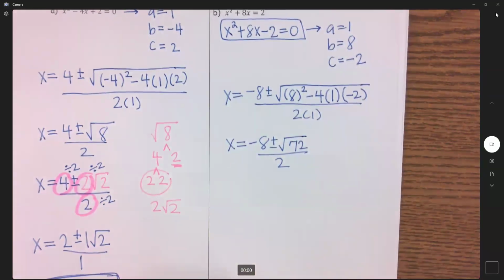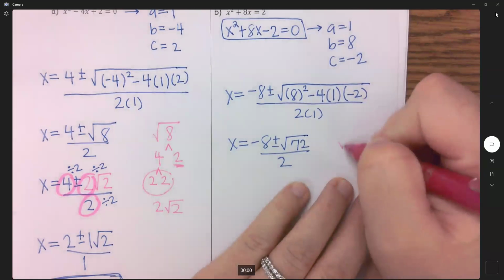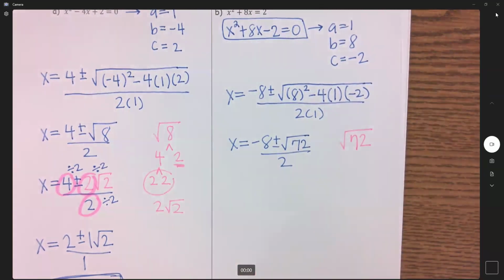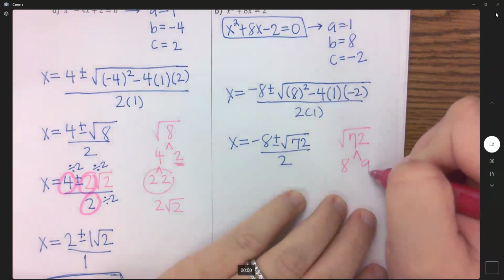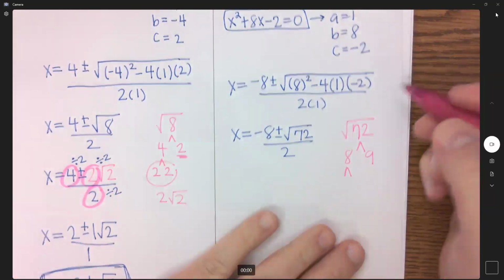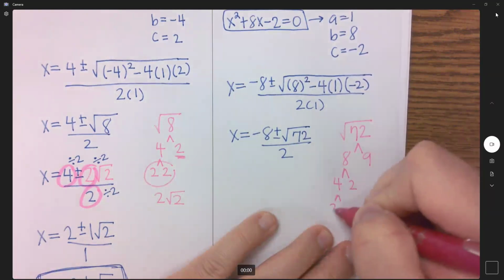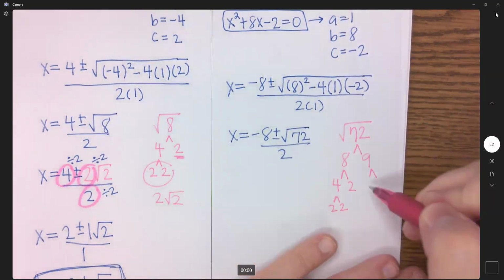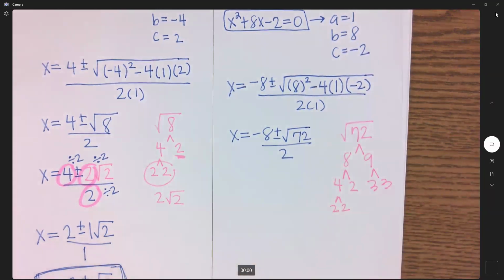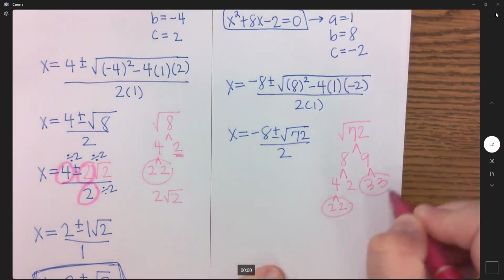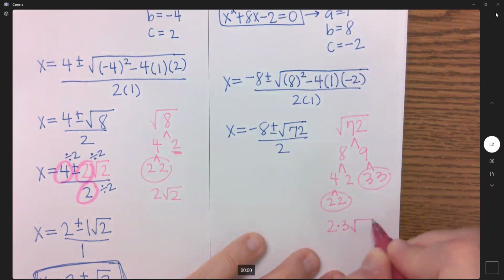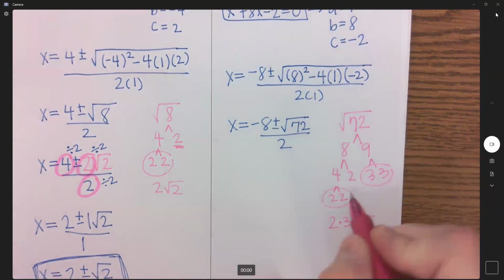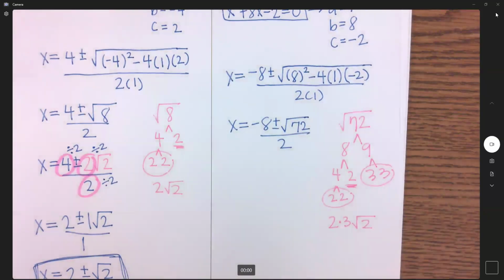So let's simplify this. The square root of 72. And you can break this down any way you want. If I go 8 and 9, 8 we just did over here is 4 and 2, which is 2 and 2. 9 is 3 times 3. I need a pair of something to come out. So I have a pair of 2's and a pair of 3's. Those are going to get multiplied together on the outside. And then what does not simplify or does not have a pair, this 2 here stays inside.